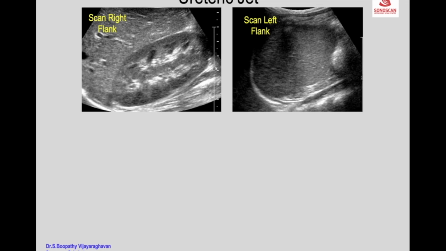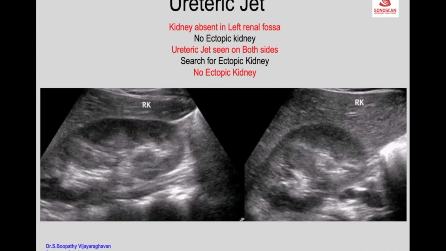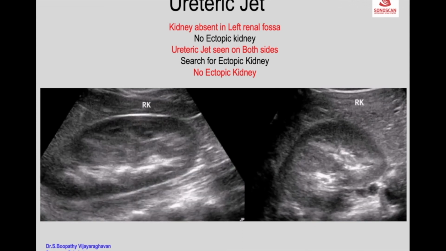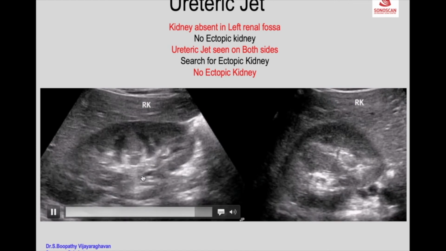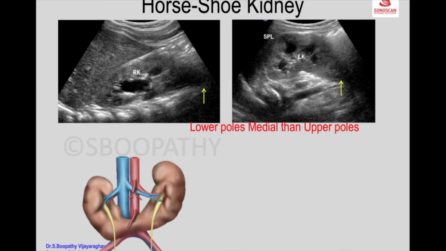Now here, this is a sagittal scan of the right flank, the right kidney, and a scan of the left flank shows that the left renal fossa is empty. The kidney is placed anteroposteriorly on the right side. So crossed renal ectopia on the right side, probably anteroposterior fusion. Then you see the coronal scan, you see the sweep, you see one kidney that is posterior, and then when you make an anterior sweep, you see that. So that is the posterior kidney, that is the anterior kidney, then the upper poles.